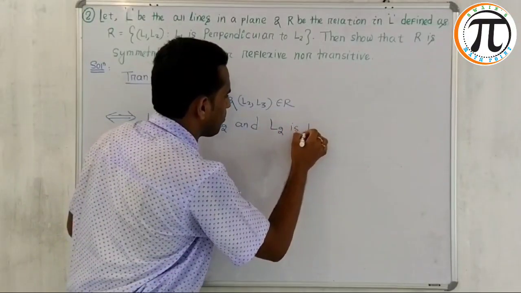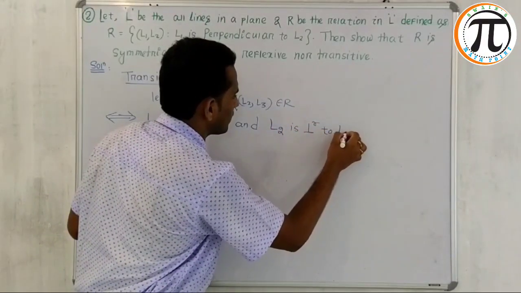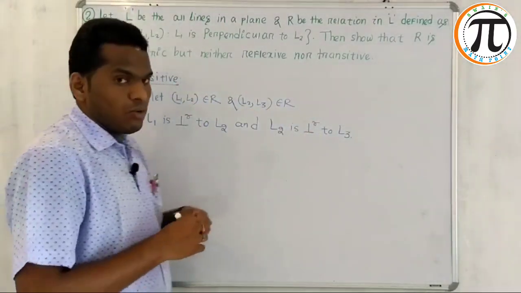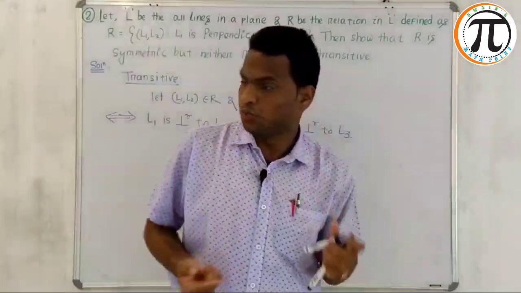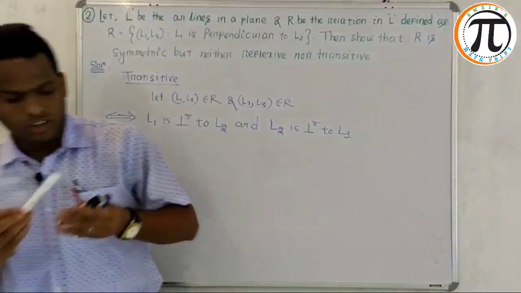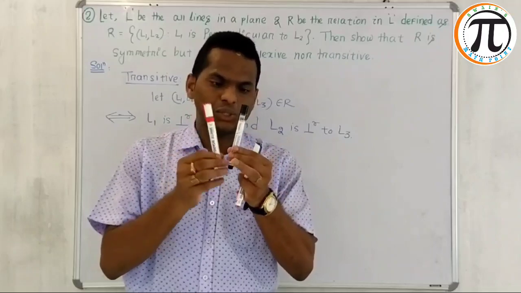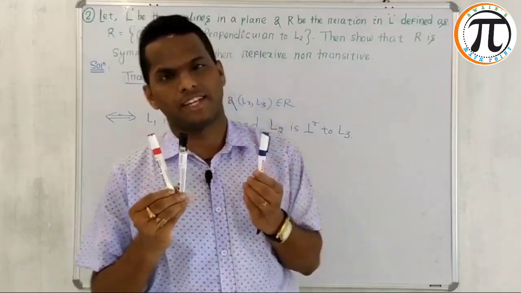L2 is perpendicular to L3. Okay, what is the meaning of this bracket? Now tell me, L1 is perpendicular to L2. So look, I am taking an example. Look, there are three lines. Okay, so red is L1, black is L2, green blue is L3.